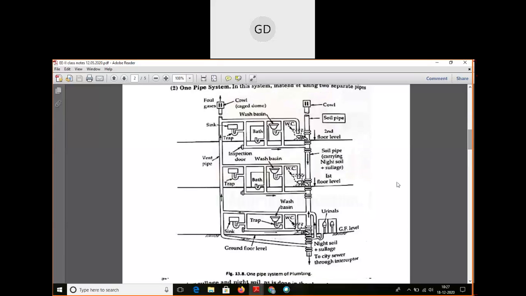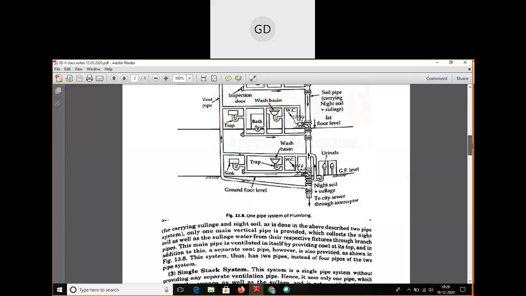Okay, so basically, this pipe you can see, the main pipe, is carrying both the soil, night soil plus your sludge. Okay, this is second floor, this is first floor, this is ground floor. So this pipe is only carrying both your soil, night soil and the sludge, and along with this it is connected to a vent pipe, you can see, for providing the ventilation.